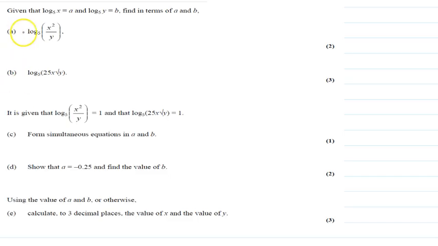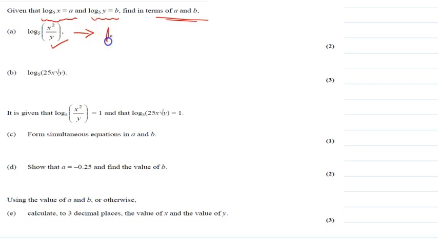So this is your exam question. Here it is given log base 5 x equals a and log base 5 y equals b. Find in terms of a and b this value, log base 5 of x squared over y. So what we need to do here, log base 5 of x squared over y.